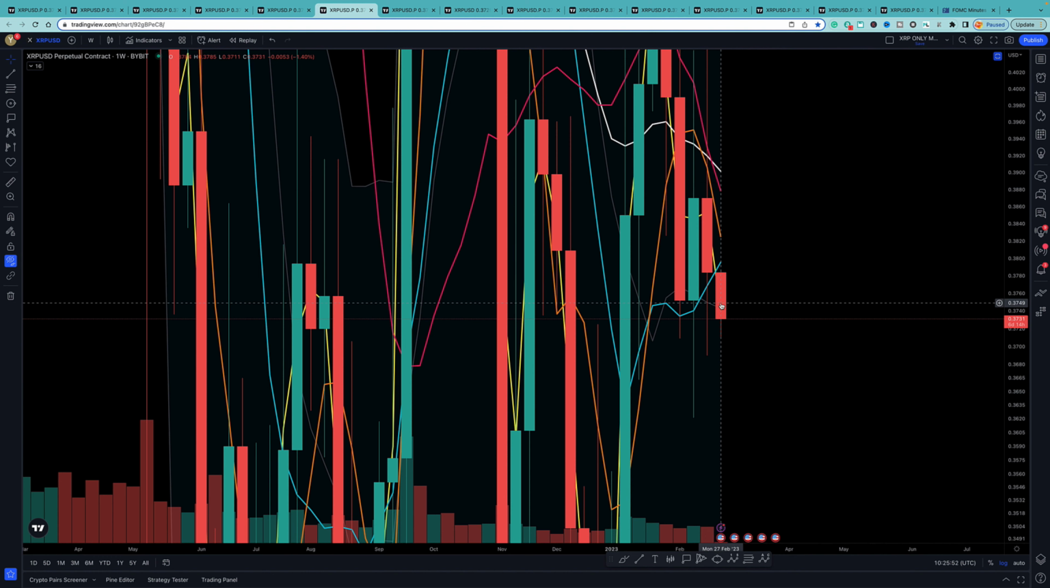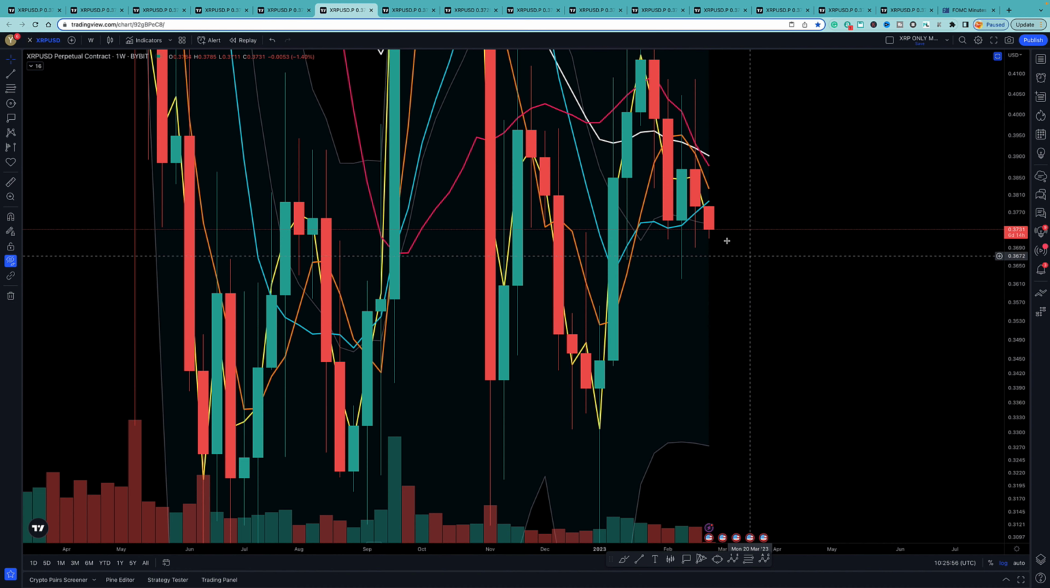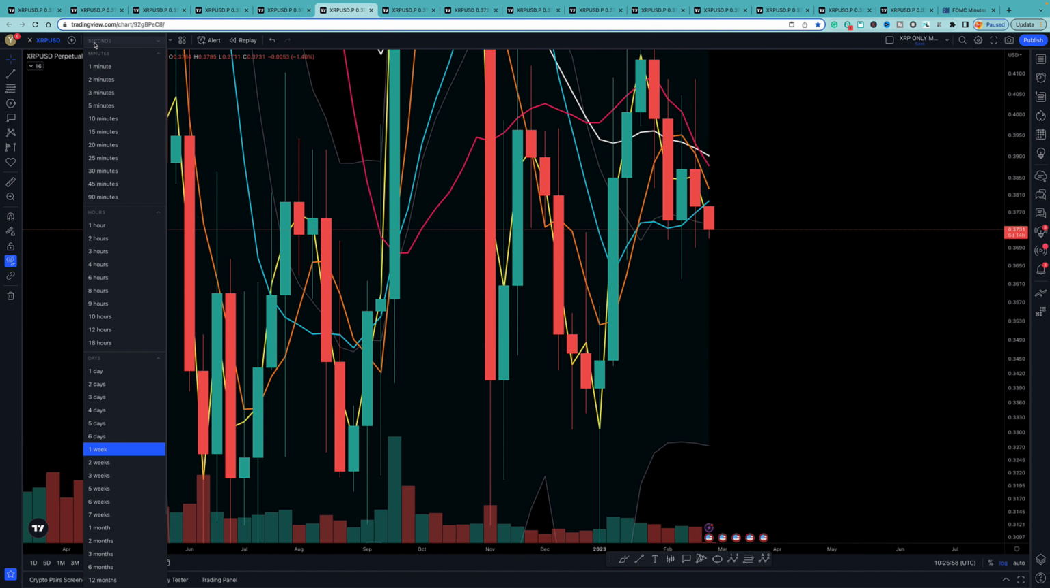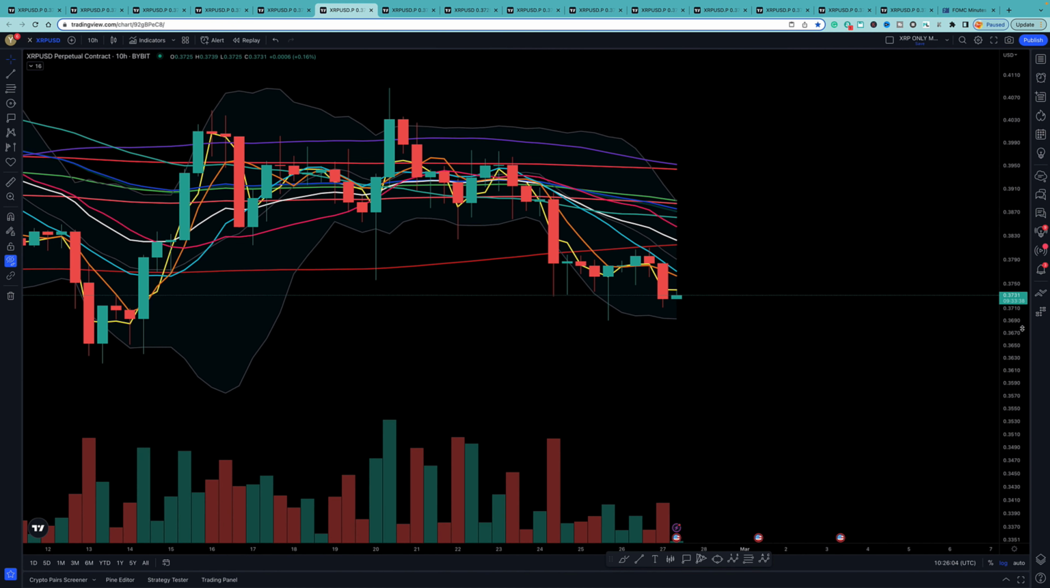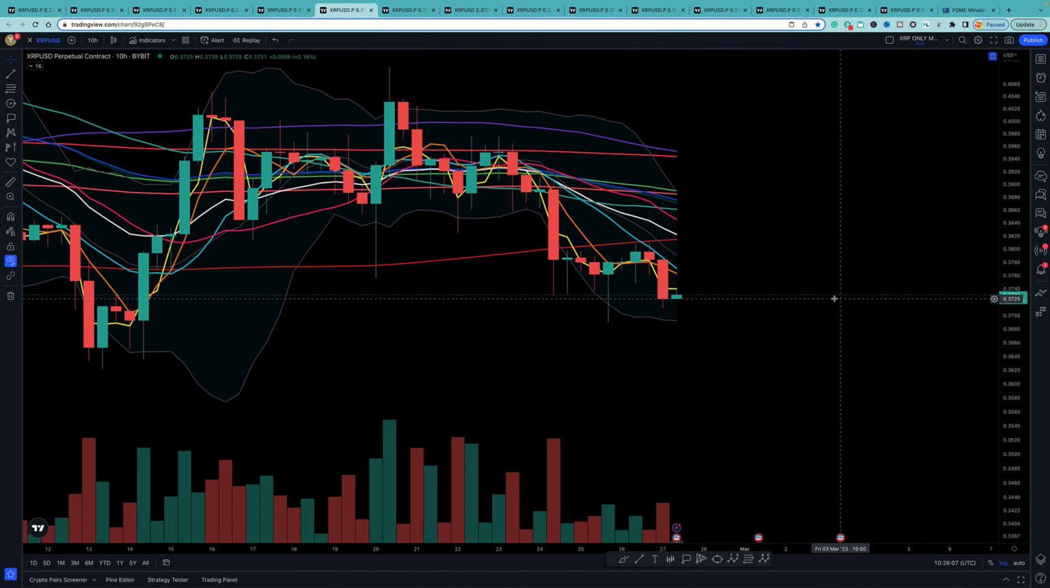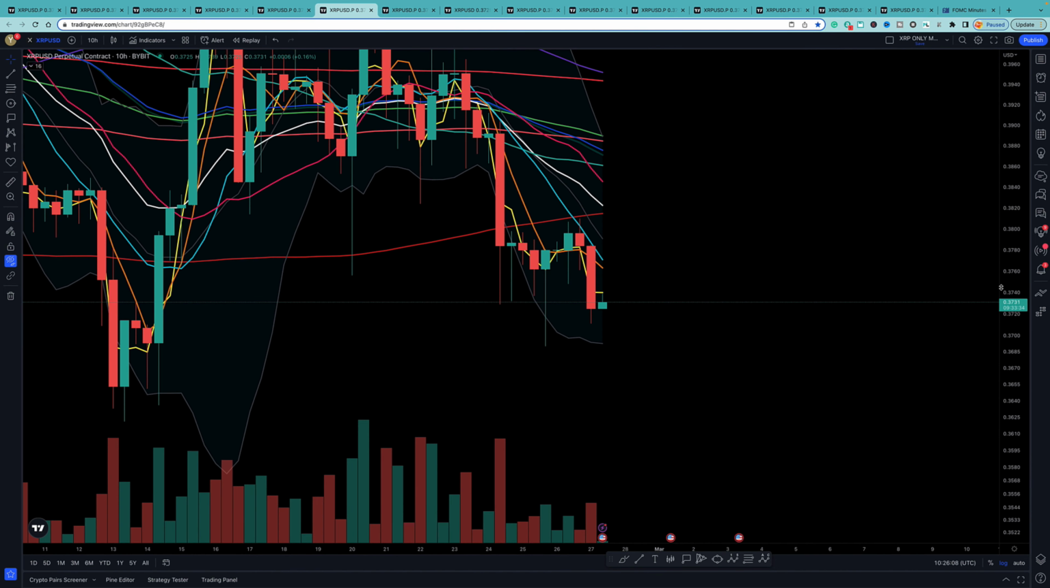Here's the weekly as well. We're looking at this medial line on the weekly breaking. So now when we zoom in on the 10 hour, because the 10 hour just turned 26 minutes ago, you can see again a bit of a drop. You can see here's the VWAP, back test, holding it at the moment.